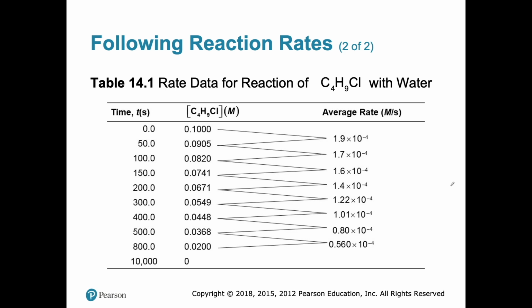The other thing to notice here too is that at the very beginning of the reaction, the rate is faster, but by the time you get to the end of the reaction, the rate is like a fourth of it, right? So two things to notice in this chart, okay? As time passes, the concentration of chlorobutane decreases, and as time passes, the average rate of the reaction decreases, right? Those are two things to notice there in this chart.